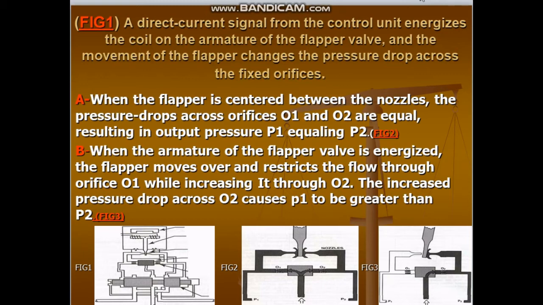But when the armature of the flapper valve is energized, the flapper moves over and restricts the flow through orifice O1 while increasing it through O2. So when the flapper is energized, as we see in this figure 1, the flow or the pressure will be restricted on orifice 2. That means the increased pressure drop across O2 causes P1 to be greater than P2. So when this restricts the pressure on orifice 2, the pressure on orifice 1 will increase.